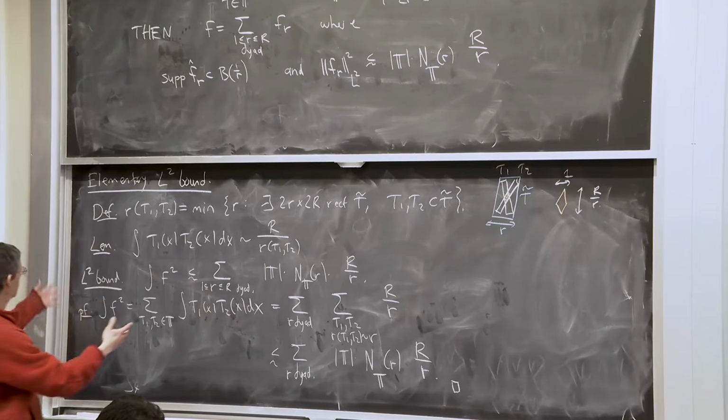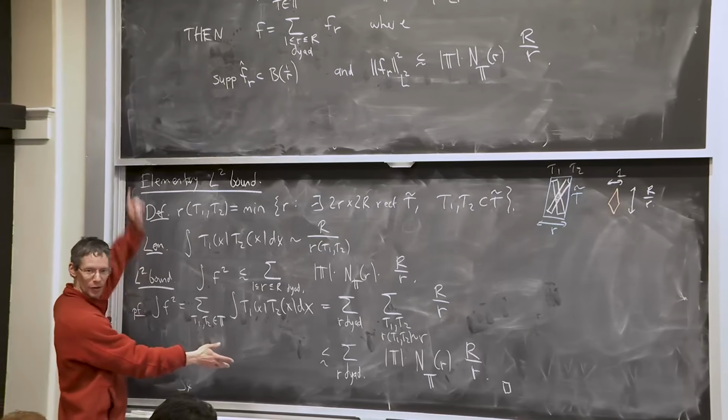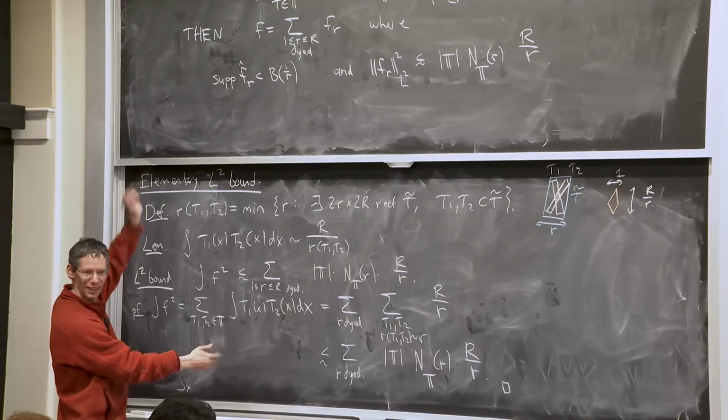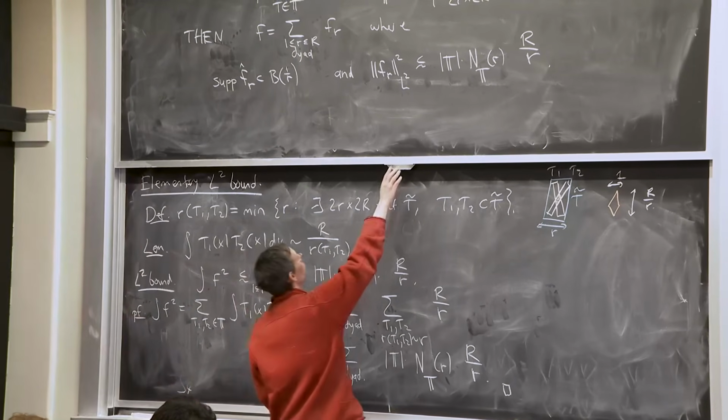So this proof is a lot easier than the proof of the main lemma that we did last time. Let's compare the L2 bound in the main lemma.